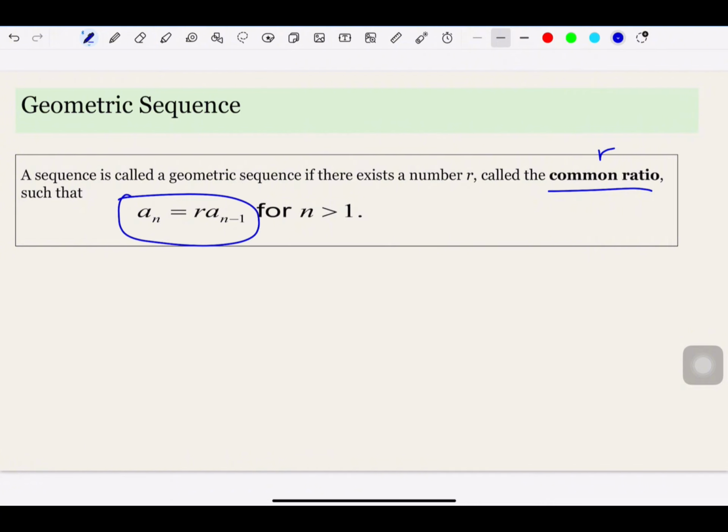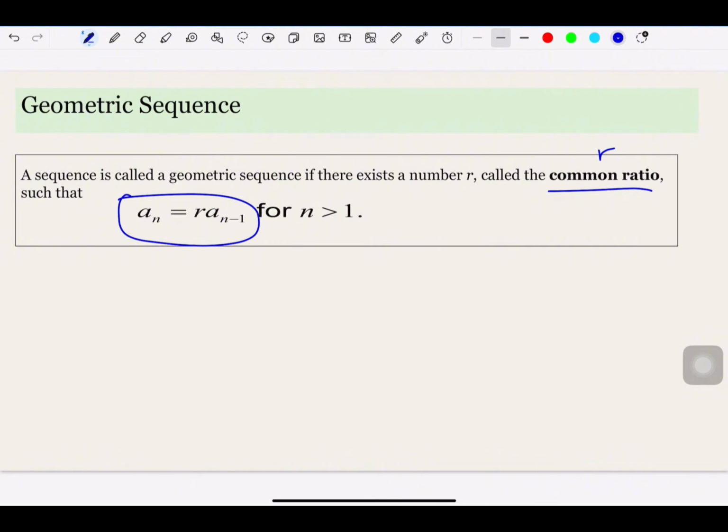Here I have given the recursive formula. The formula says a sub n equals r times a sub n minus 1. So this means to get the nth term, you multiply the previous term, a sub n minus 1, by the common ratio r. Okay, so let's take an example.